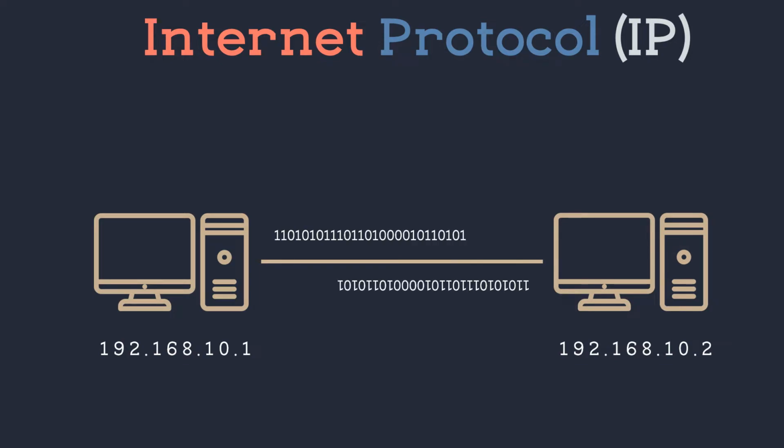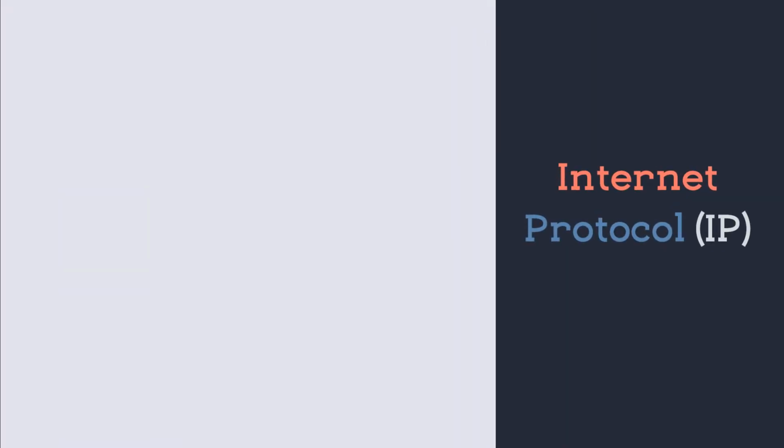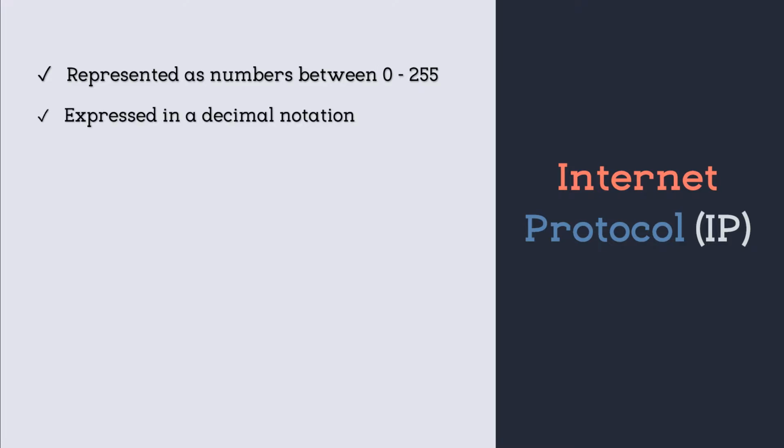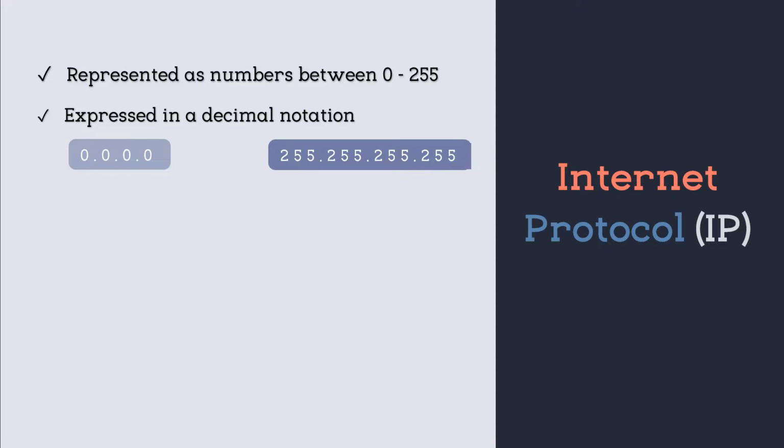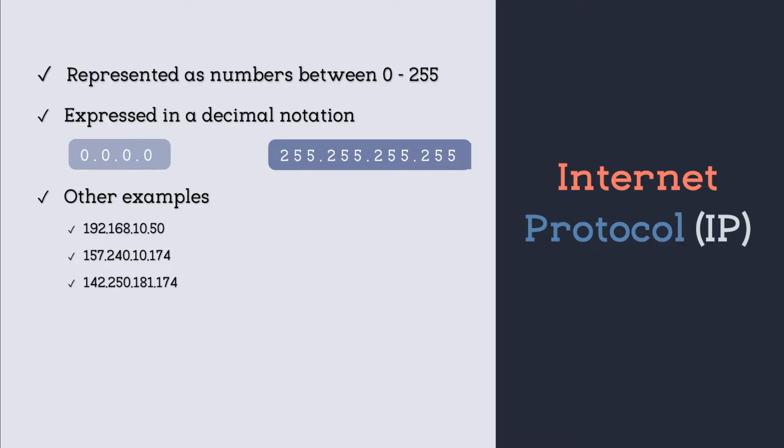Let's talk about how an IP is represented. An IP is represented as numbers between 0 and 255, expressed in decimal notation. The minimum IP is 0.0.0.0 and the maximum is 255.255.255.255. There are other examples of valid IP addresses as well. It can be 192.168.10.50 or 157.240.10.174. So these are some of the valid IP addresses that can be assigned to a computer in a network.